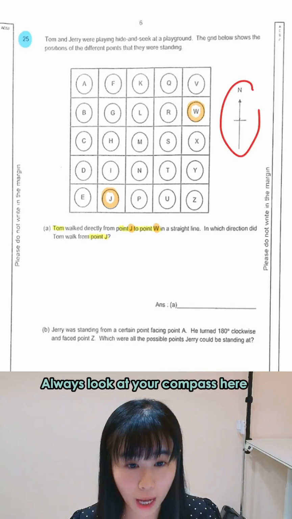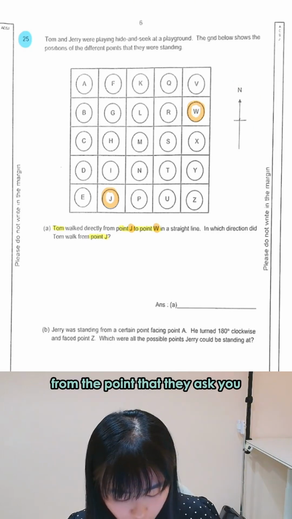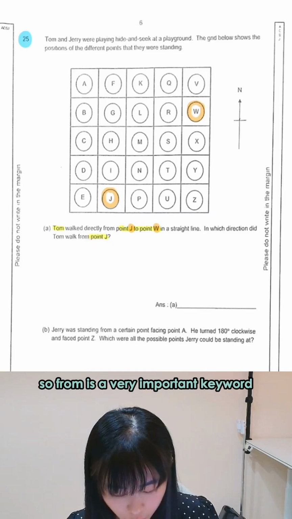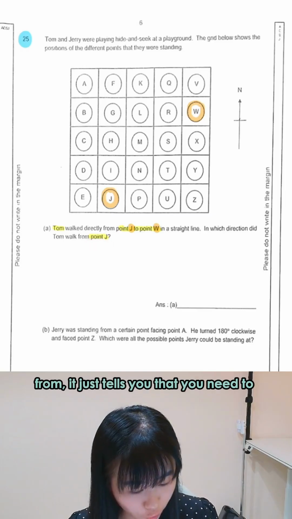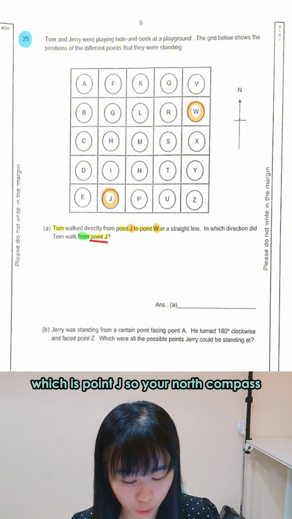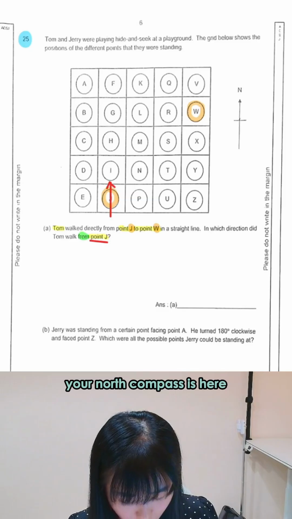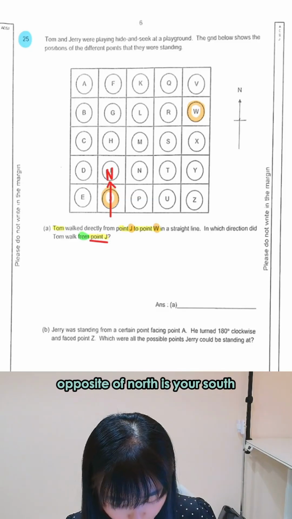Always look at your compass here. Draw out your compass from the point that they ask you, which is point J. So "from" is a very important keyword. It just tells you that you need to draw your compass based on this point, which is point J. So your north compass is here. Opposite of north is your south.